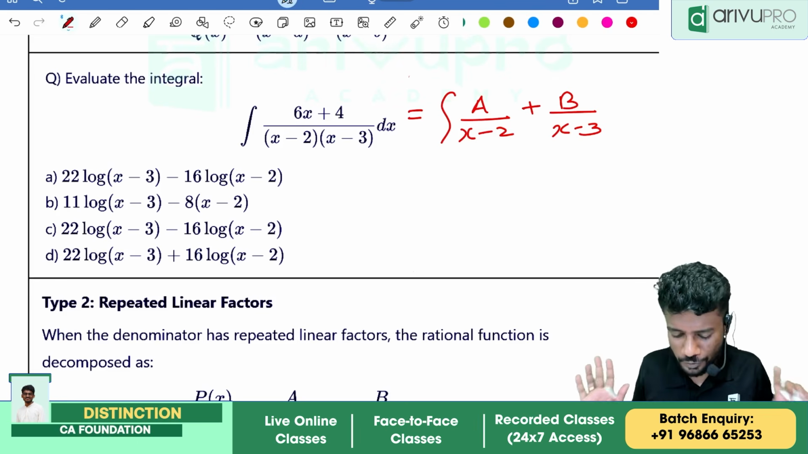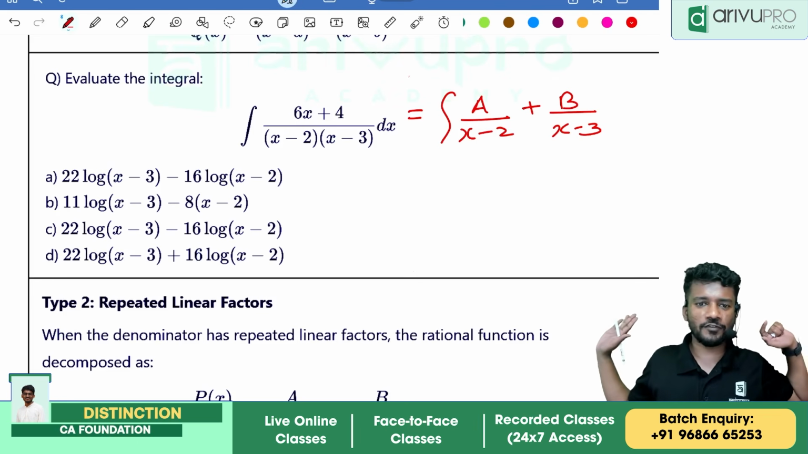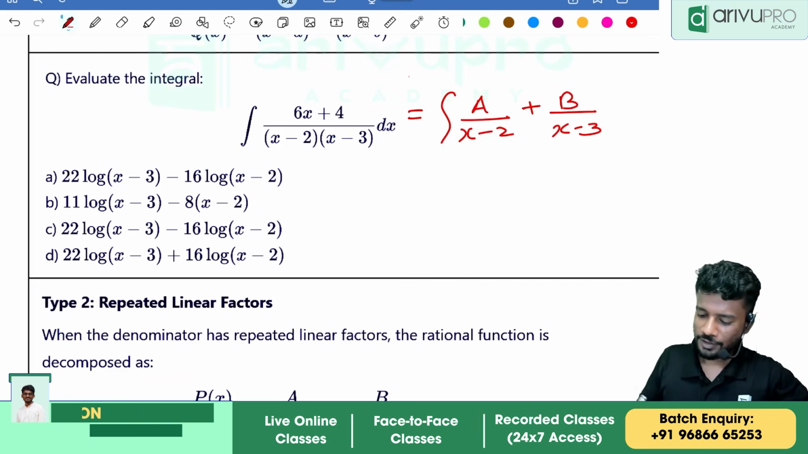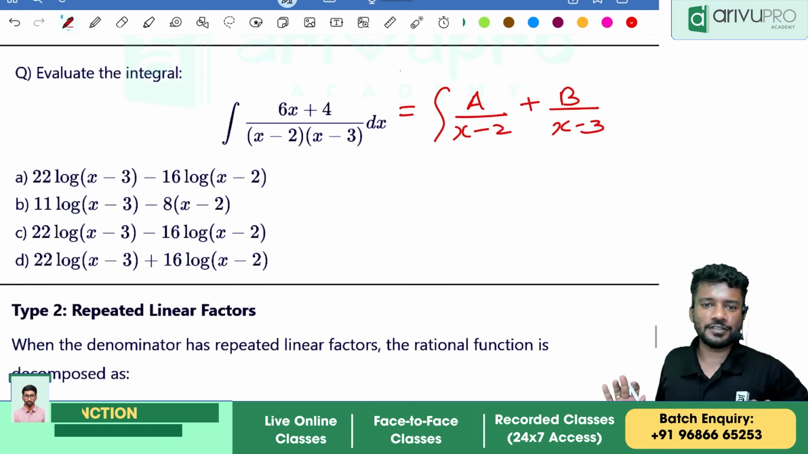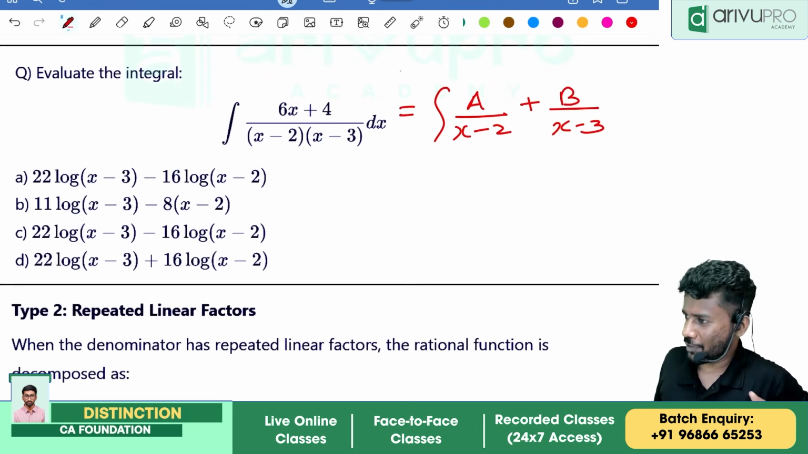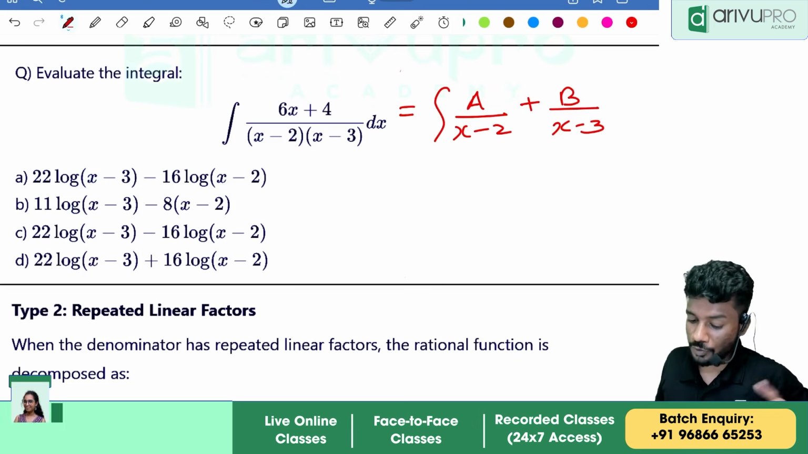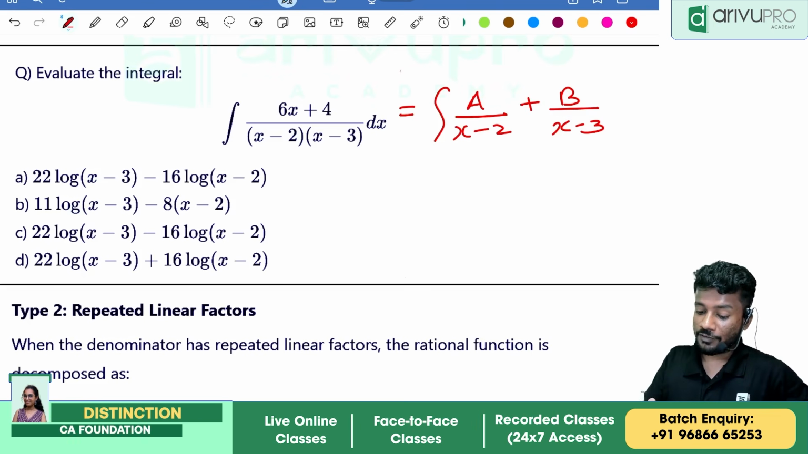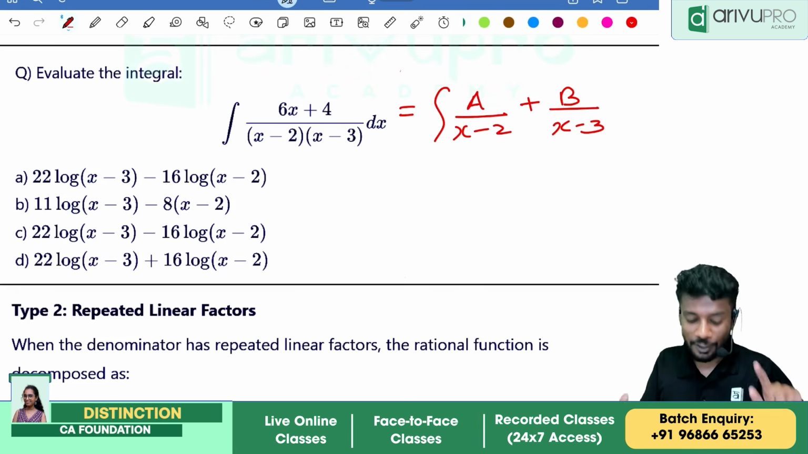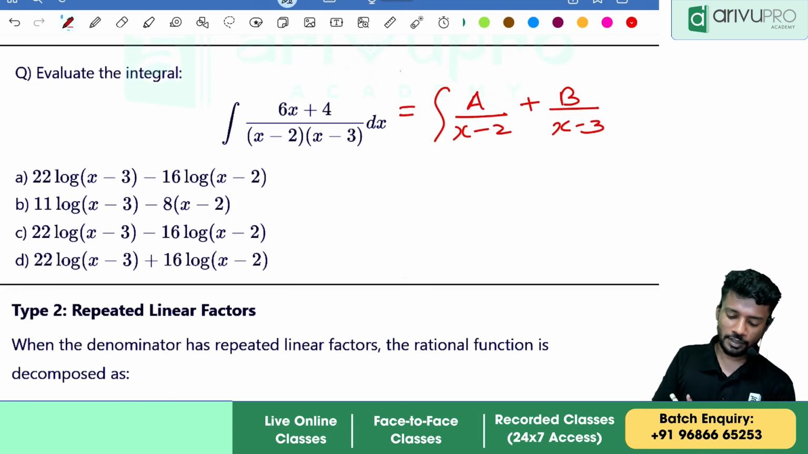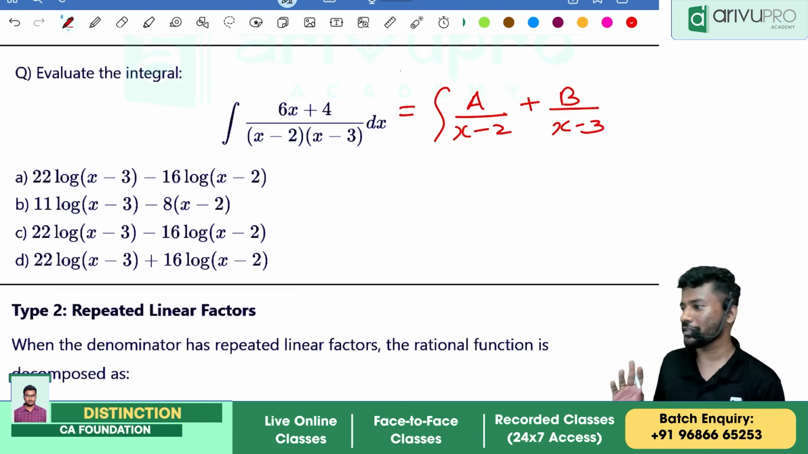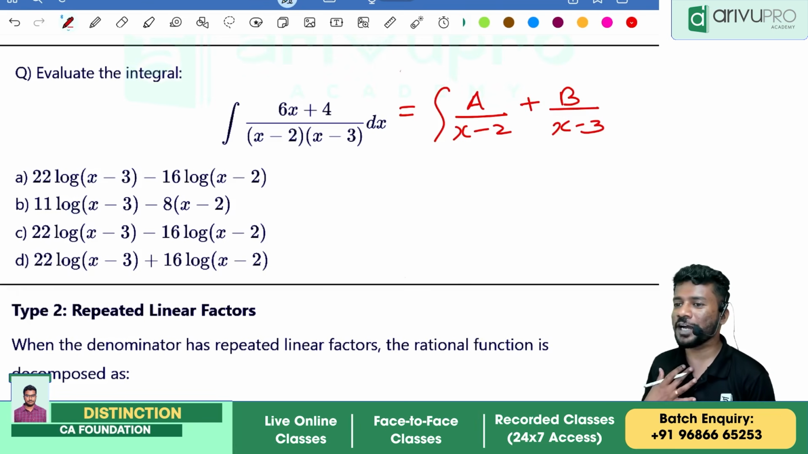Any idea for doing this? What is the first step? No. We made it up, so we cannot cross multiply and ruin the question there. That is not possible. Separately we can integrate. That we can do. If we do the integral directly, we will get a log of x minus 2 plus b log of x minus 3. But all the options have the same thing. So we need the values of a and b. You tell me how to do that.